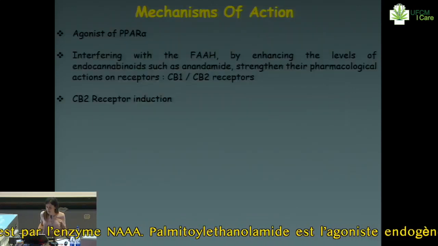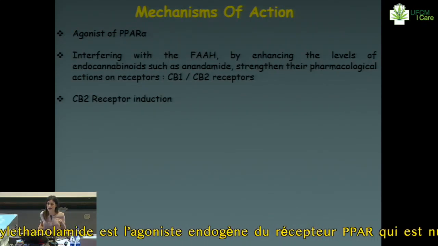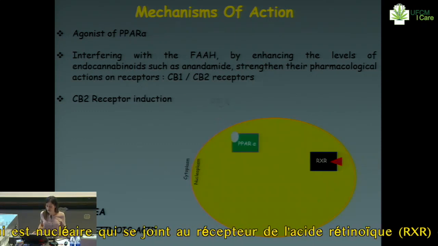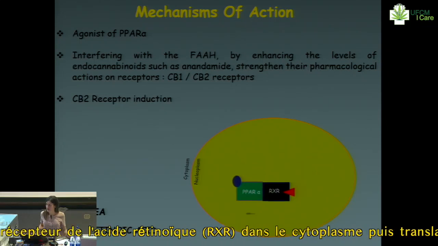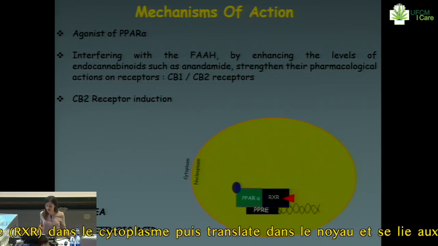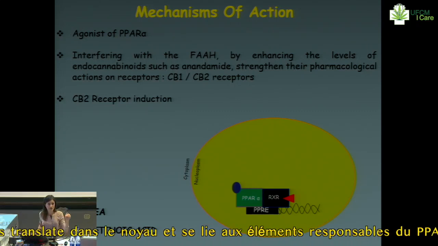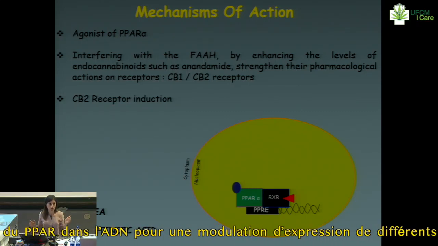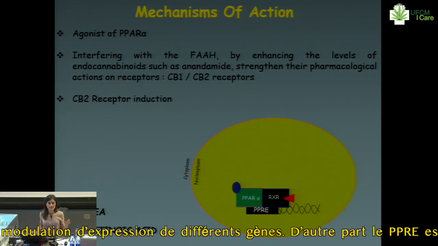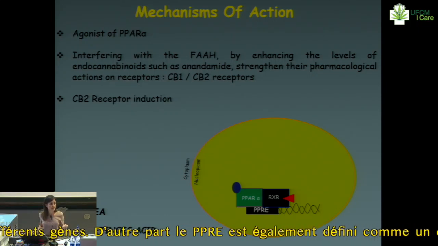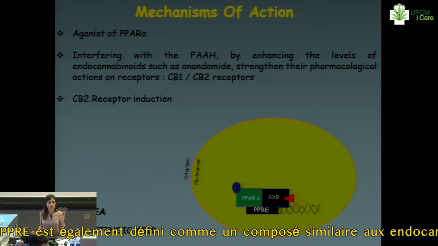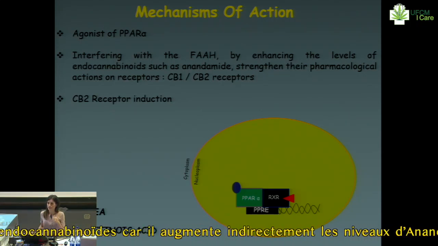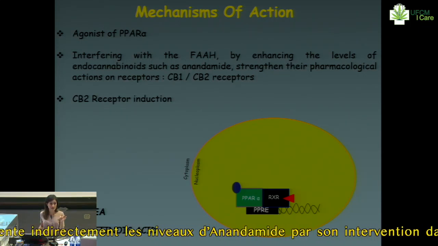And palmitoylethanolamide is the endogenous agonist of the PPAR-alpha receptor, which is a nuclear receptor that in the cytoplasm dimerizes with the receptor of retinoic acids, translocates to the nucleus and binds to the PPAR responsive elements on the DNA, modulating the expression of different genes. But on the other side, PEA is also defined as an endocannabinoid-like compound because it induces an increase of anandamide levels indirectly by interfering with the FAAH enzyme activity.